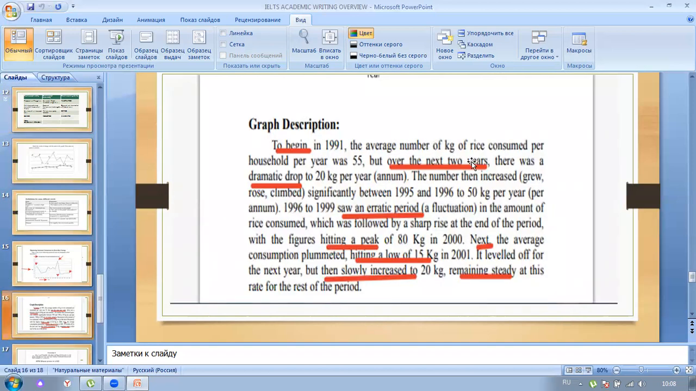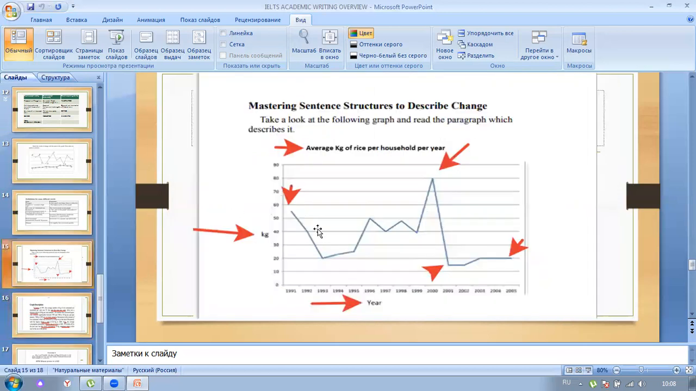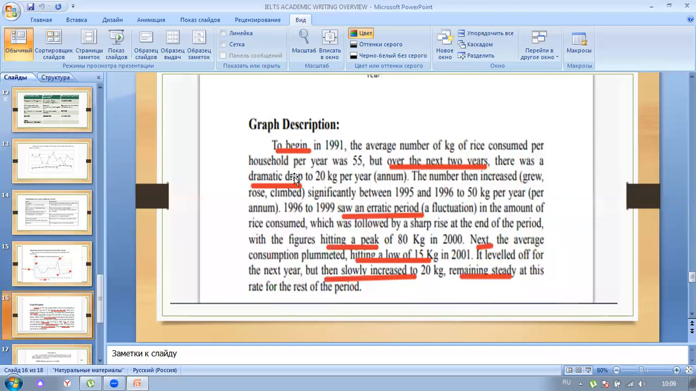Over the next 2 years, there was a dramatic drop. Dramatic drop. That's not just a drop, it's a dramatic drop. 55 dan 20 ga tushib ketdi, to'g'rimi? Shuni yozyapmiz. There was a dramatic drop to 20 per year.